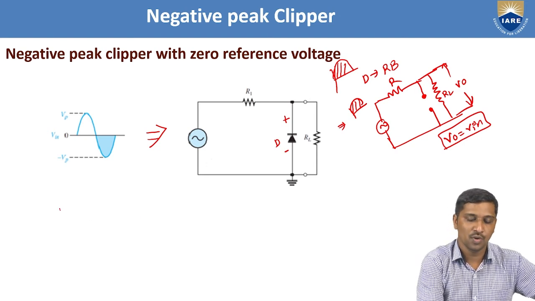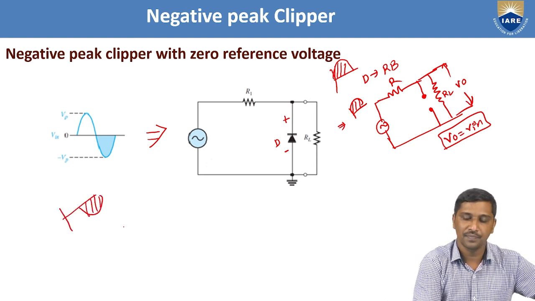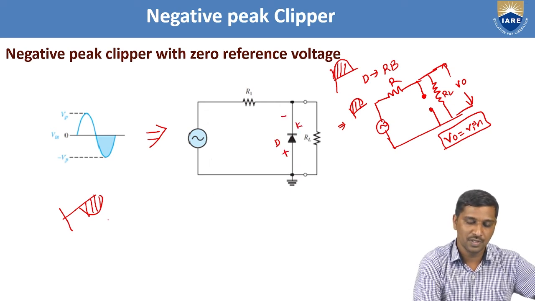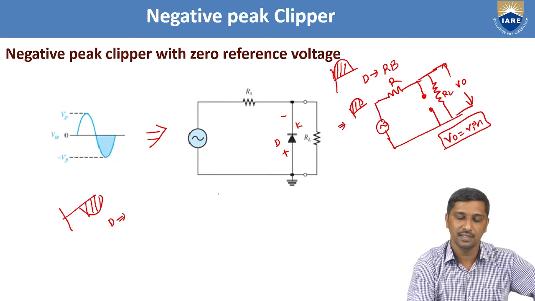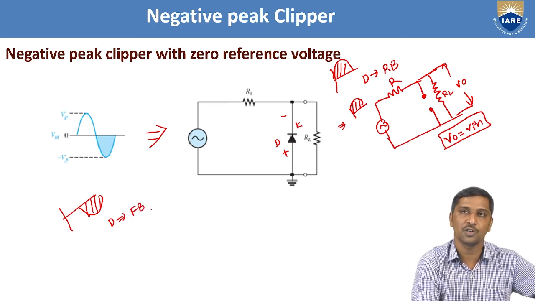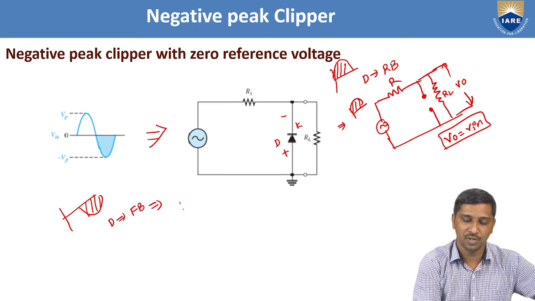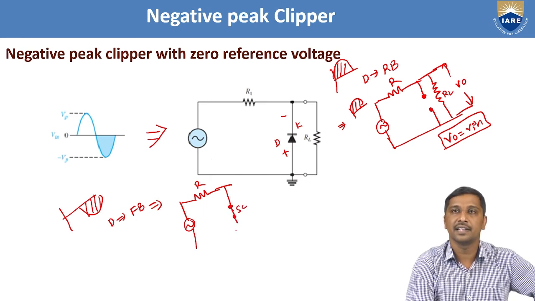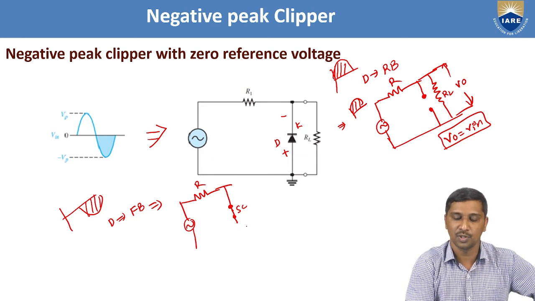Similarly, during the negative half cycle, what happens if the negative peak is passing through this diode? Negative energy is passing to the cathode with respect to the anode. So during this negative peak, we know that if the anode is connected to positive energy, the diode becomes forward biased. If it is forward biased during this negative peak of the signal, what is the equivalent circuit? This is R, and the diode is replaced with a short circuit. In a practical condition, it contains a short circuit along with the cut-in voltage.